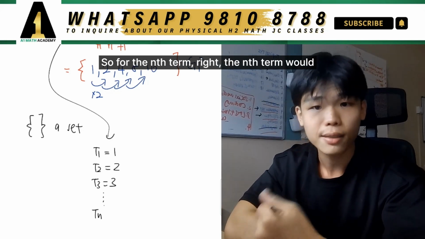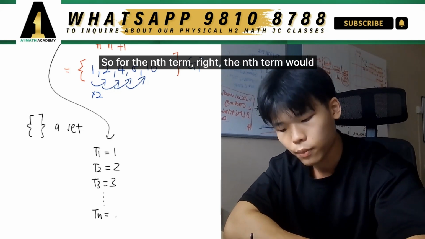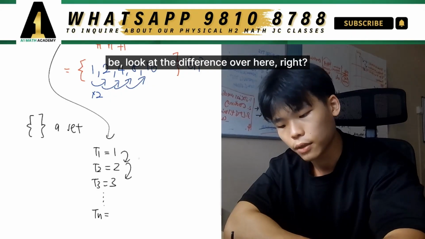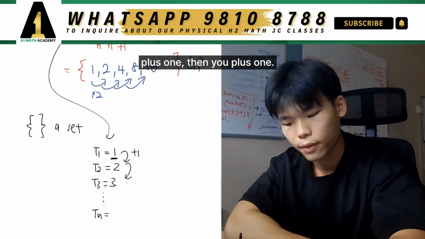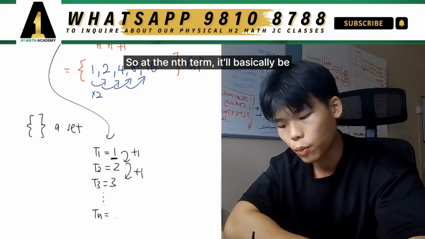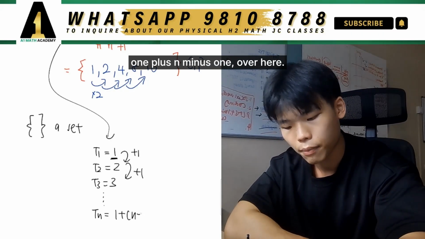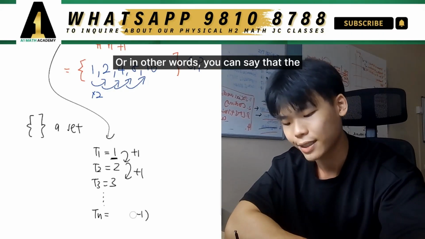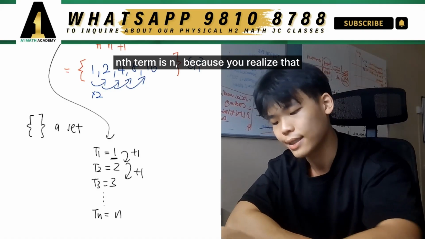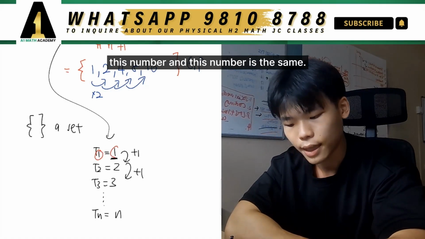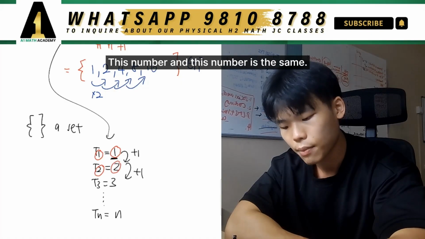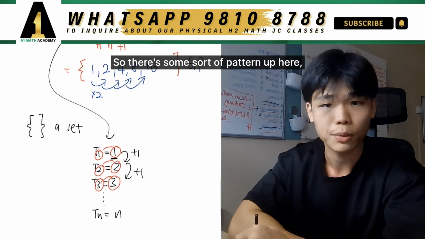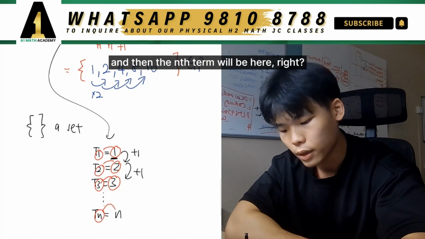So for the nth term, look at the difference over here. It starts off at 1, and then you plus 1, then you plus 1. So at the nth term, it will basically be 1 plus n minus 1 over here. Or in other words, you can say that the nth term is n, right? Because you realize that this number and this number are the same, and these two are the same. So there's some sort of pattern over here, and then the nth term will be here.